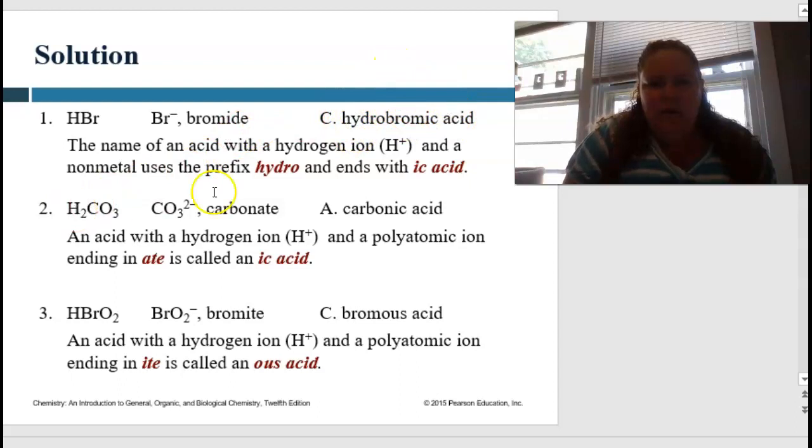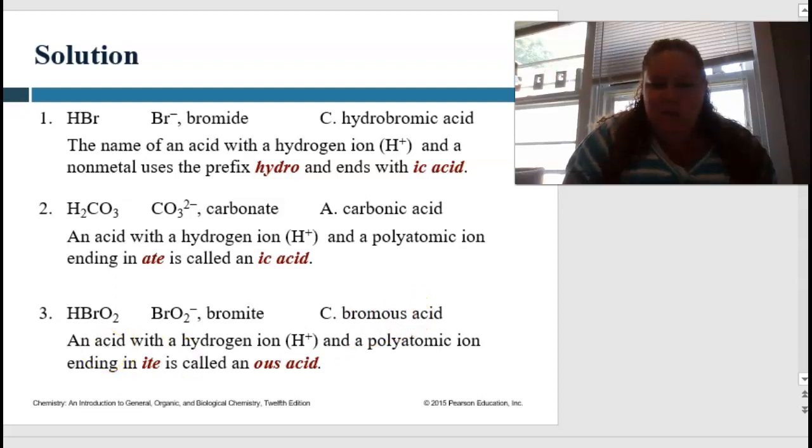For this one, we're going to get carbonic acid, because CO3 is carbonate, and then there's an H. So an acid with the hydrogen ion and the polyatomic ion ending with ate is an ic acid. And then this one here would be bromous acid, because again, an acid with a hydrogen ion and a polyatomic ion ending in ite is called an ous acid, so bromous acid.